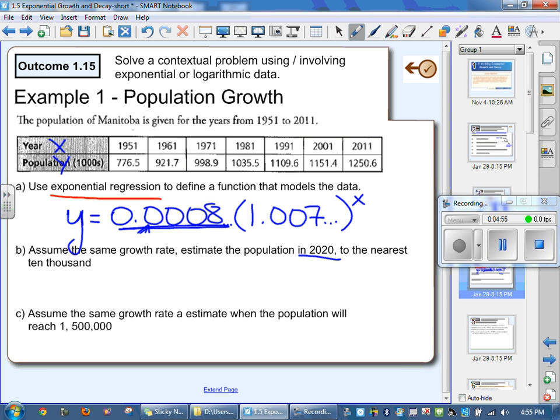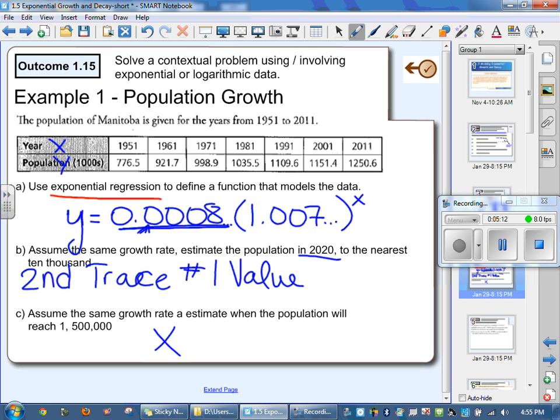So since you already have the equation in your calculator, it's easy to use our second trace features. So you're going to do second trace number 1, value. Now when you hit second trace number 1, what's going to come up is x equals. Well, we know what the x equals number is. It's 2020. So you're going to type in 2020 and then enter. That's going to give you the intersection at 2020.